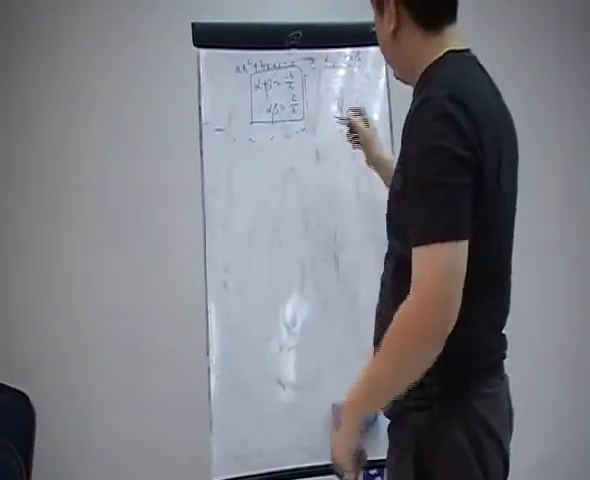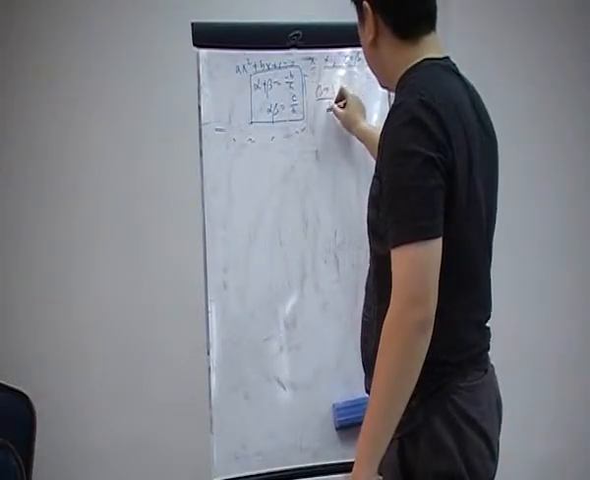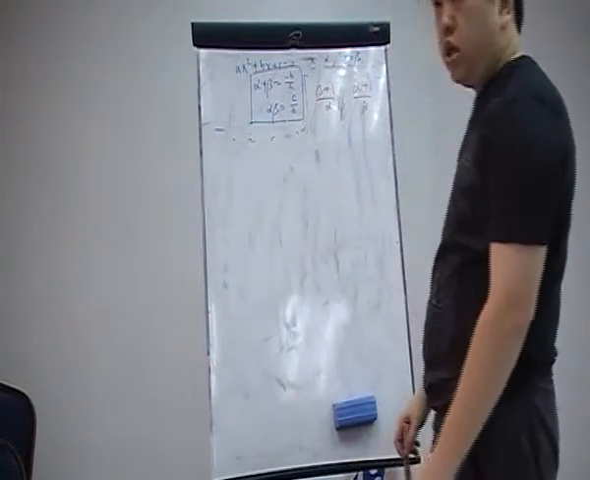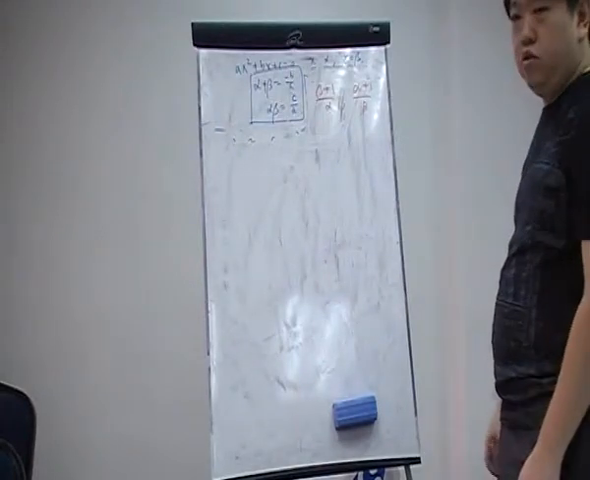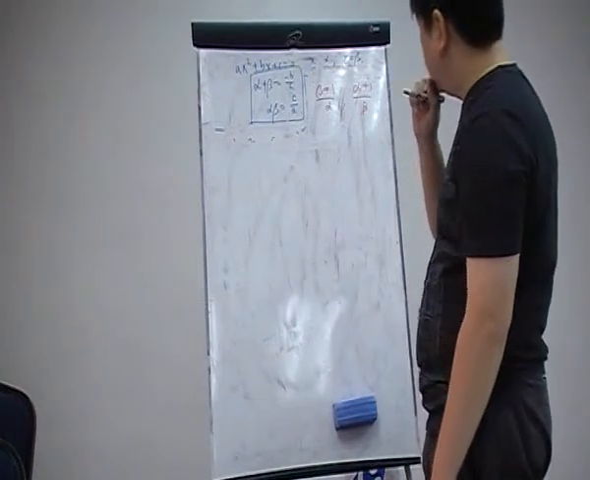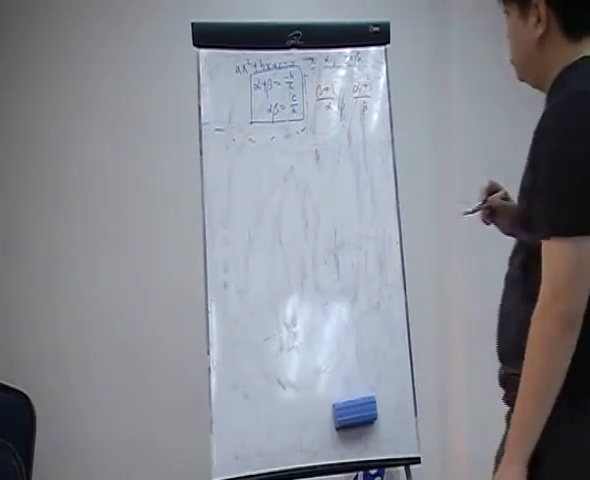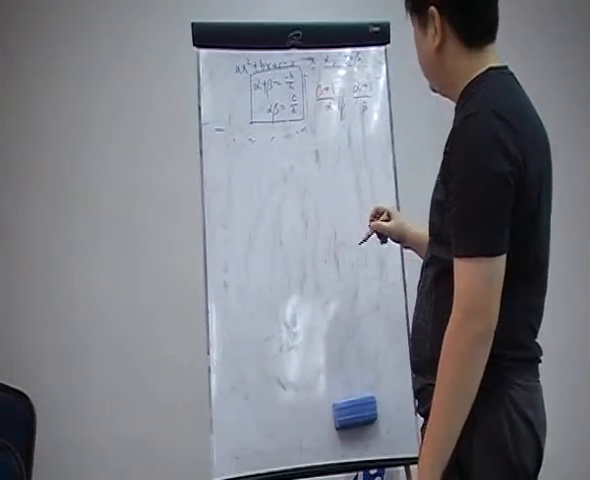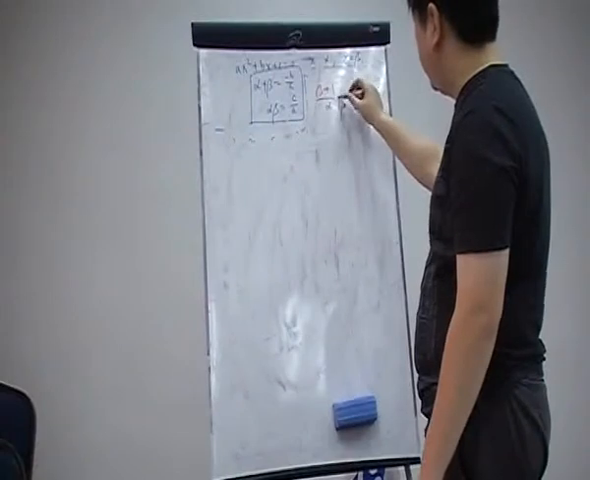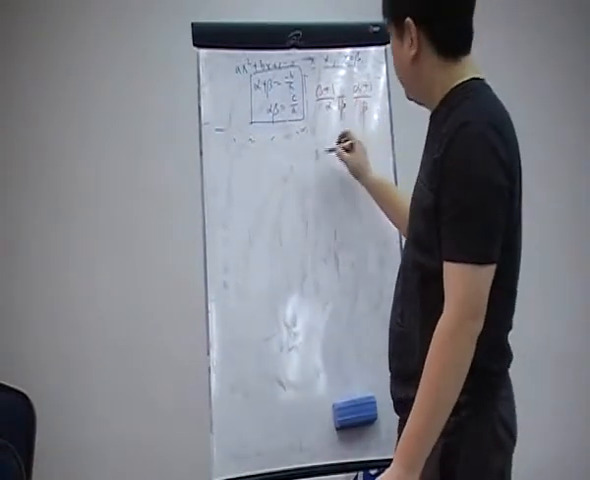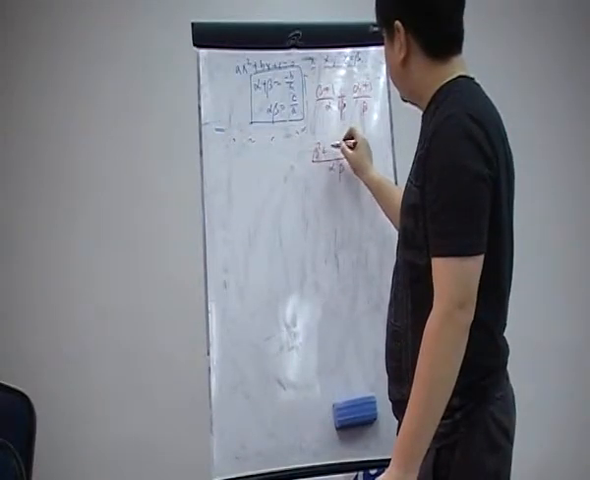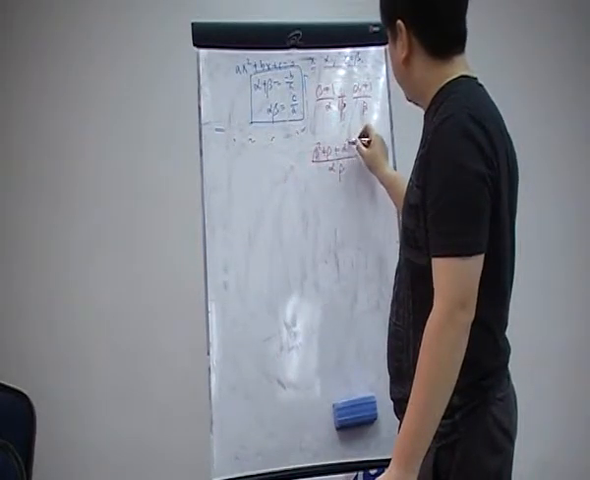Something like beta plus 1 over alpha, alpha plus 1 over beta. How do you do it? Split it. Same thing, split it. Beta over alpha plus 1 over alpha. Yeah, I got to say plus, good. So how to find these kind of things? Join it. Beta square plus beta plus alpha square plus alpha, right?